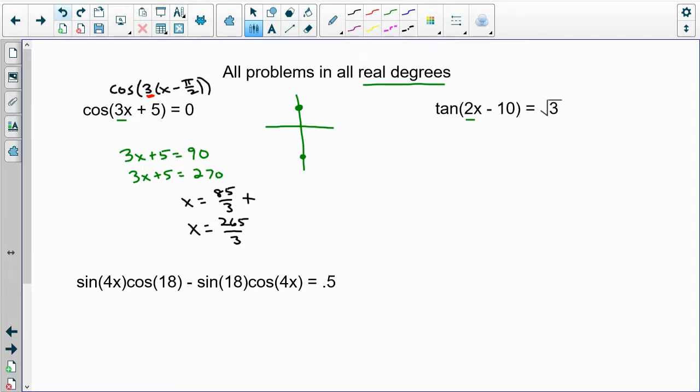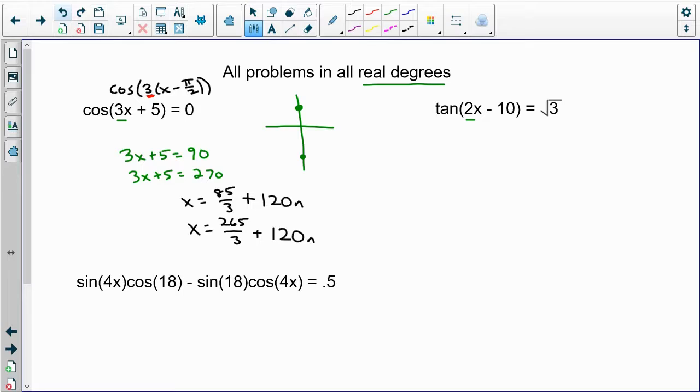So what that means is I have to say plus 120n instead of plus 360n. And then I would get all of the answers that I really needed to get in this particular problem.